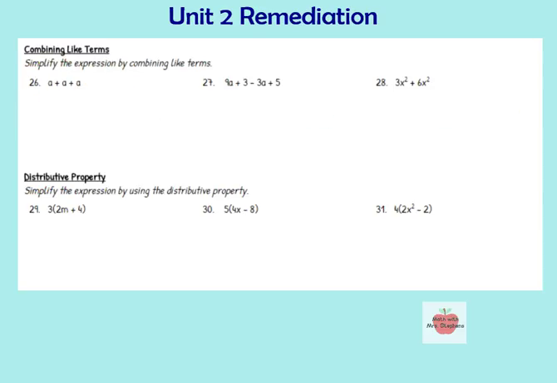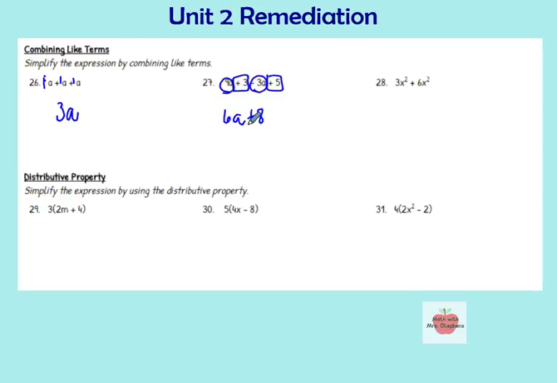The last section, 26 through 28, is on combining like terms. A plus A plus A. Remember, there is the coefficient of a 1 in front of all of these. So 1A plus 1A plus 1A gives us a total of 3A. Number 27, we can only combine like terms. 9A minus 3A is 6A, and then combine your constants. 3 plus 5 is positive 8. 6A plus 8 is your final answer.